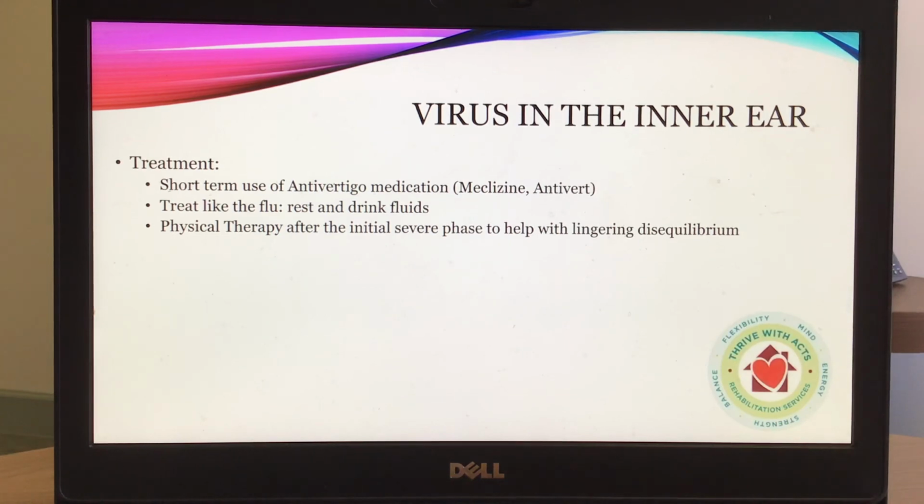So what does treatment look like for viruses in the inner ear? In the first 3 days, the person should be treated the same way as if they had a cold or flu, lots of rest and fluids for the first few days. The doctor will likely prescribe a medication for vertigo, or sometimes they will not. It is important not to keep taking these medications once the severe vertigo subsides. They can stall the process of recovery in the brain. They are not meant to be taken long term. Talk to your doctor about when to stop taking these anti-vertigo medications.